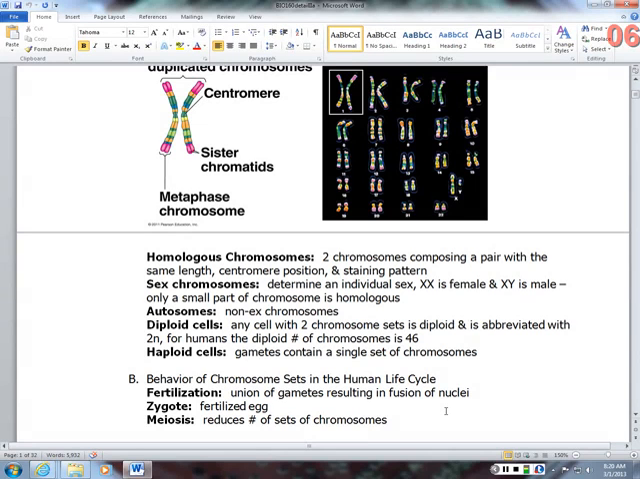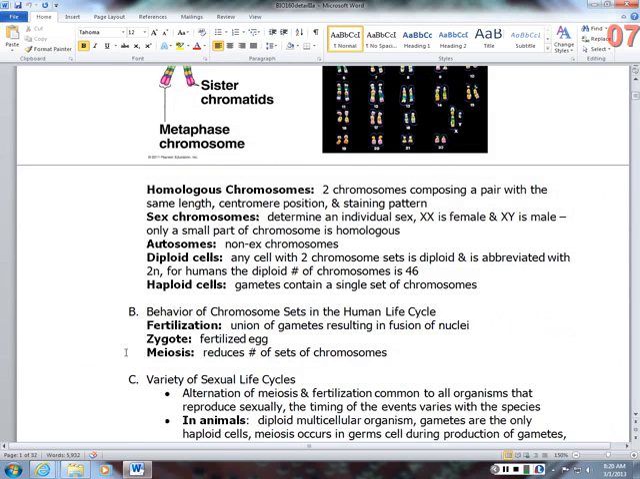The sex chromosome, which is your X and Y chromosomes, is going to determine the sex of the individual. So females are two X's, males are an X and a Y. And only a small part of it is homologous because of the significant size difference in there. All the other ones are going to be completely homologous. This one is not entirely homologous. So the non-sex chromosomes are referred to as your autosomes.